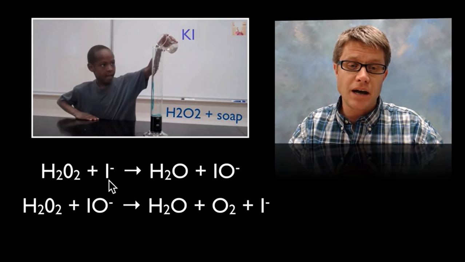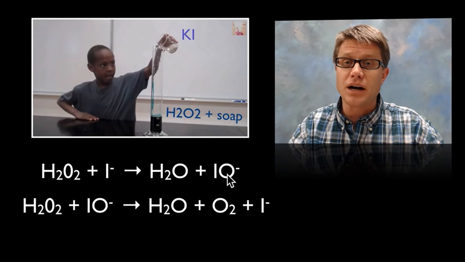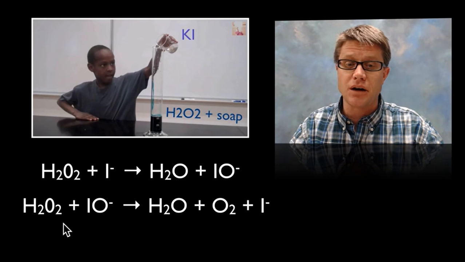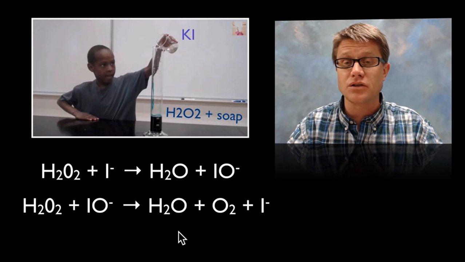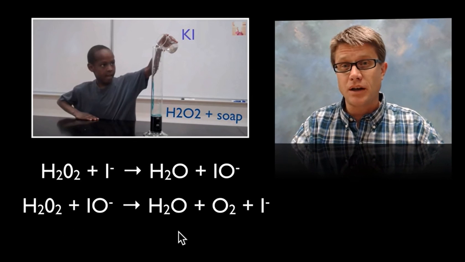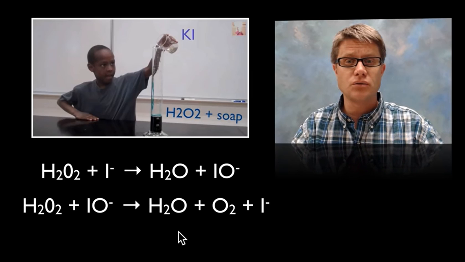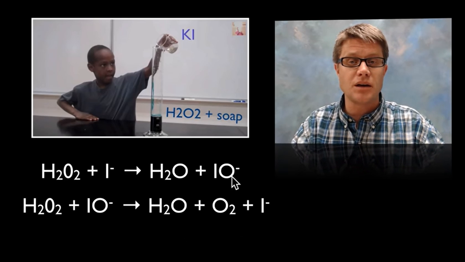Now, what they're doing, that iodine is going to grab one of the oxygens. So it's going to make this intermediate, which will then bond with the other hydrogen peroxide, and that's going to create some water and oxygen. And so we're really breaking a one-step reaction into two steps, and then we've got a new intermediate here.